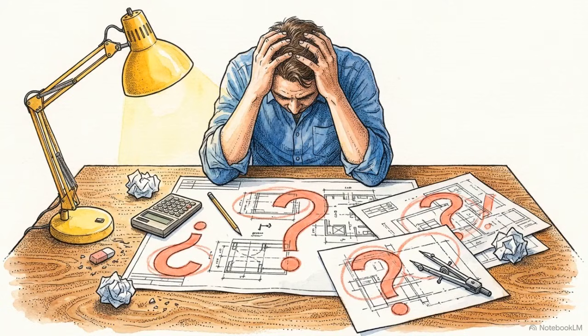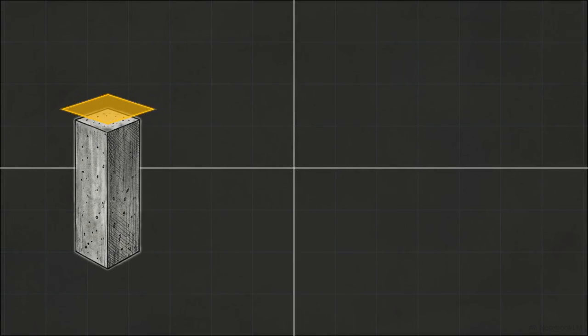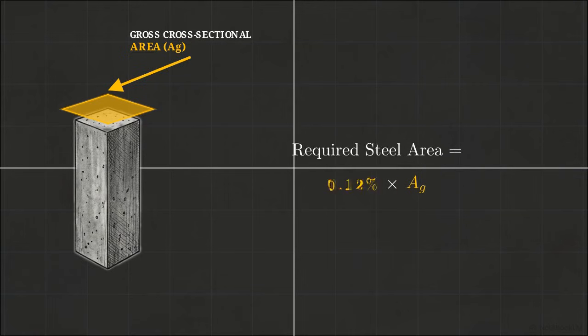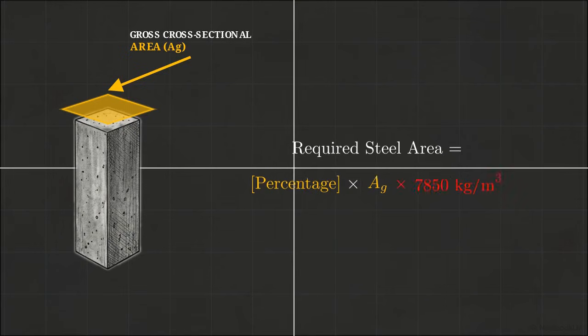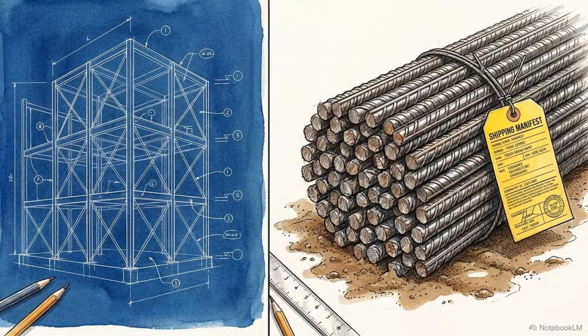Applying these code limits correctly requires dismantling a pervasive calculation error common among students and novice site engineers. Every percentage mentioned, from 0.12% in slabs to 4% in columns, applies strictly to the gross cross-sectional area of the member. A fatal error involves taking this geometric area percentage and multiplying it by the physical mass density of steel, 7,850 kilograms per cubic meter. This calculation conflates a geometric ratio required for structural integrity with the mass estimation used for purchasing materials.